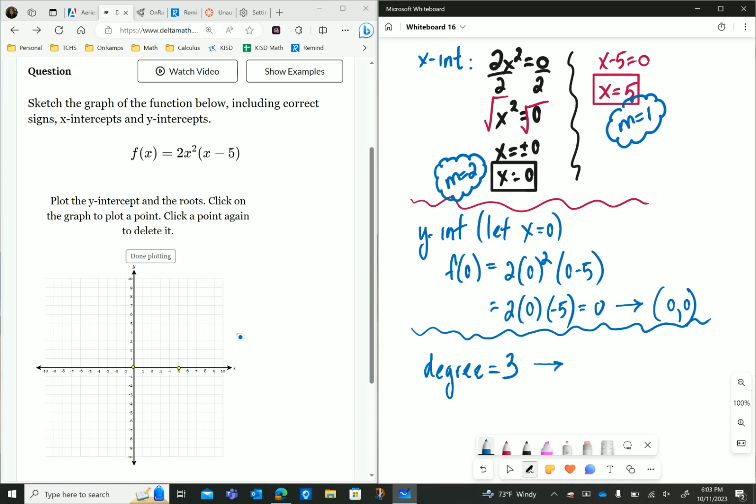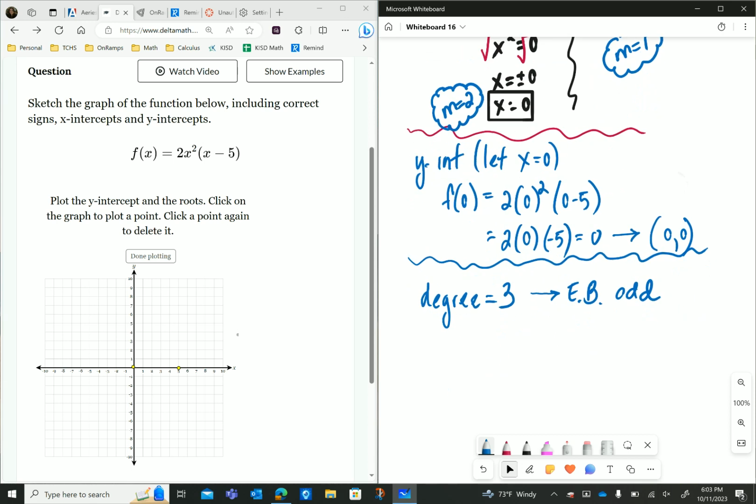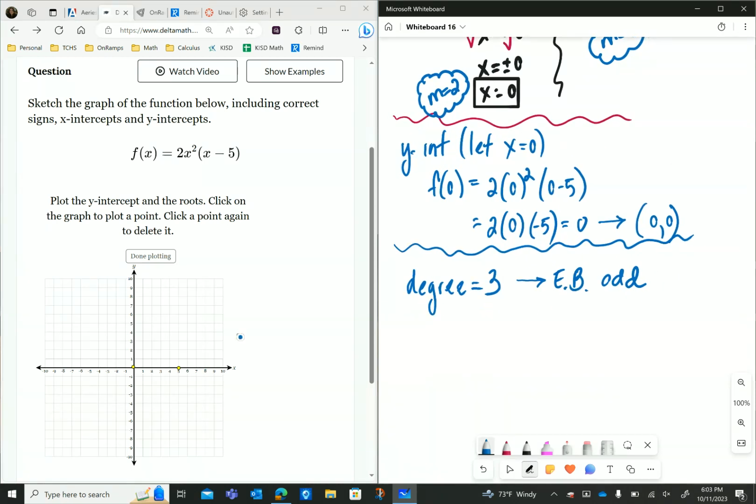So that means the end behavior, I'm going to put EB for end behavior, is going to be that of an odd function. And because it's odd, we know that either the left end goes up and the right end down, or the left end is going down and the right end is going up. Now, which one is it going to be? The way you know is by looking at the leading coefficient.